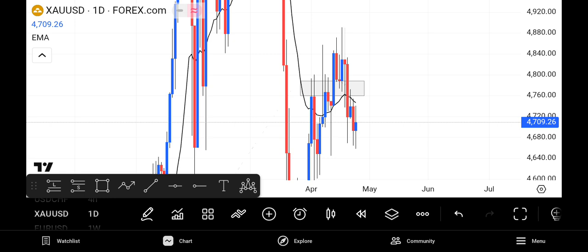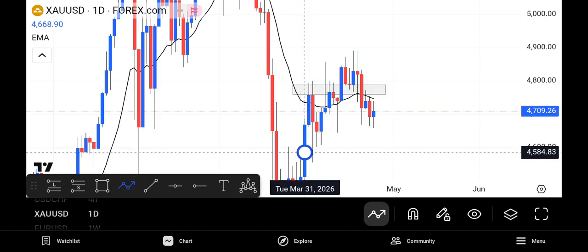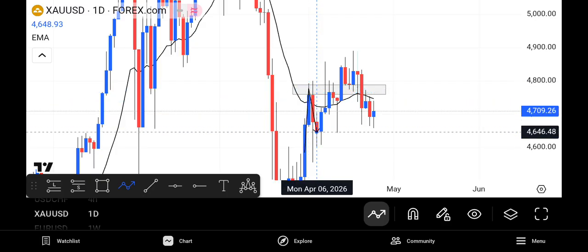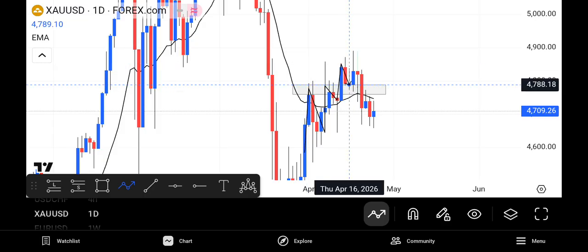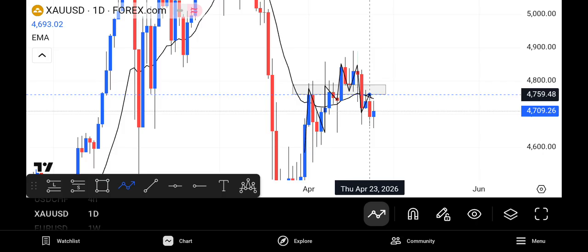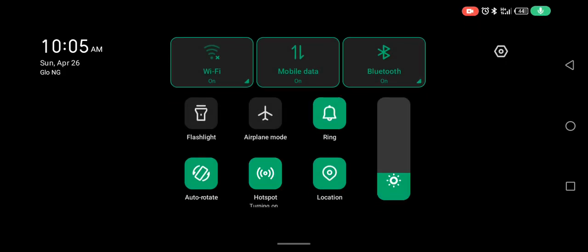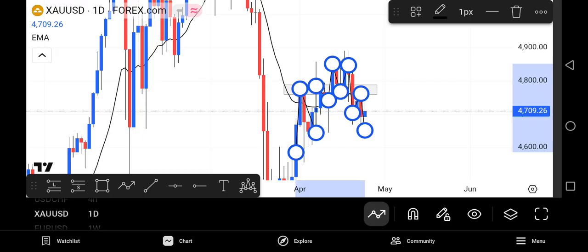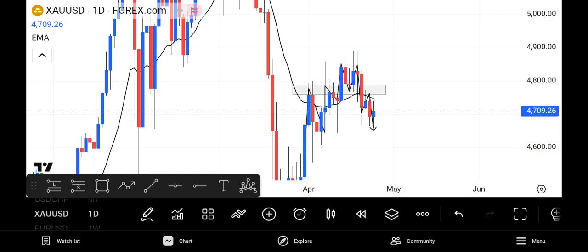So this is XAU USD. This is good. We can see on gold here we were bullish and now we are bearish on gold. This is higher high, higher low, higher high, higher low, higher high. This is a double top pattern here, and then we shifted straight to lower low, lower high, lower low. So this is a lower low like that, as you can see.